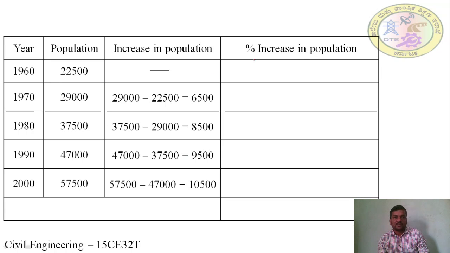We need to find out percentage increase in population. Here, the rate of change of population with respect to previous decade is considered as percentage increase in population. So, increase in population for the decade 1960 is not available here. So, here also in percentage increase in population, the value becomes nil. So, we need to find out percentage increase in population for the year 1970.